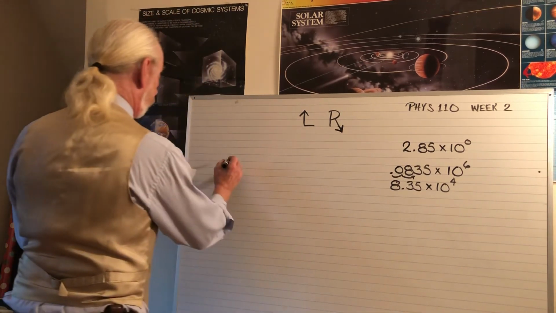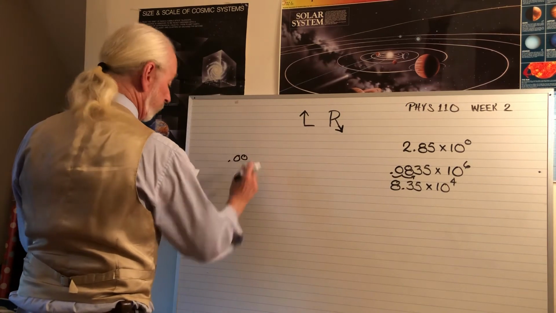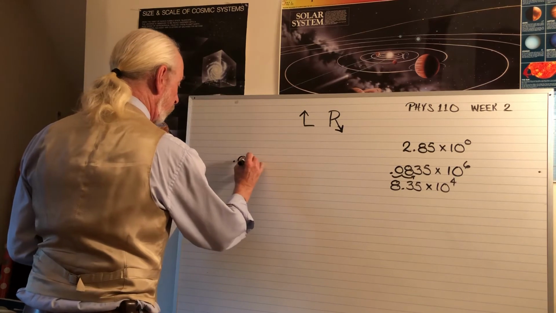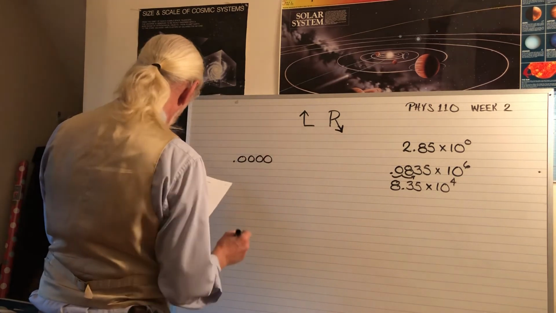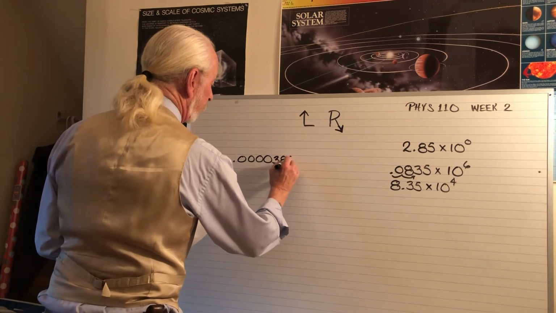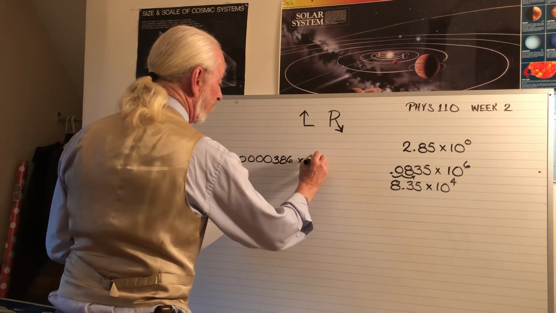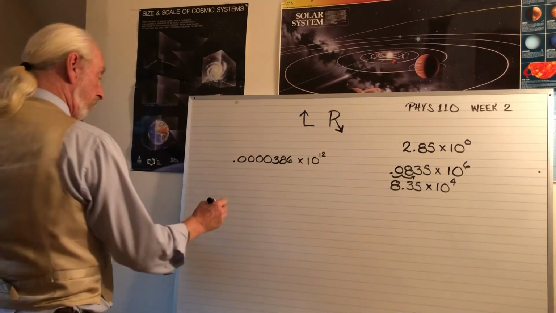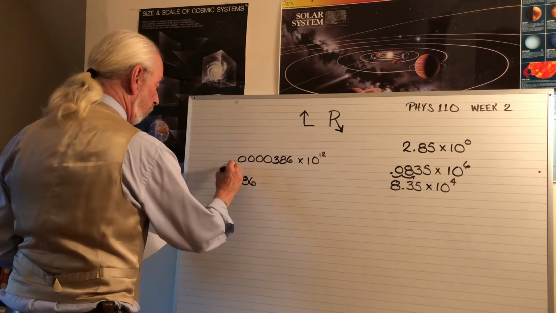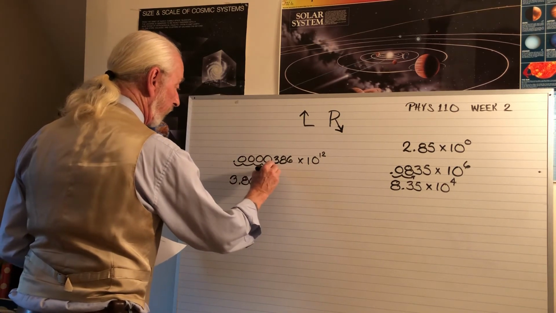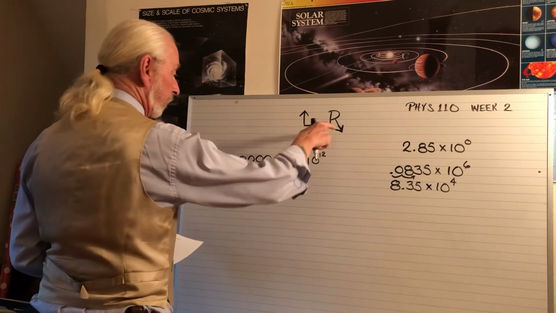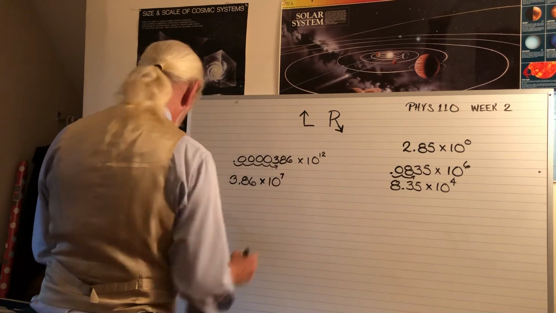Okay, 0.0000, 4 zeros I do believe. Yep, 386 times 10 to the 12th. Okay, so I want that to read 3.86. 1, 2, 3, 4, 5 to the right. Exponent's going to go down. That makes it 10 to the 7th.